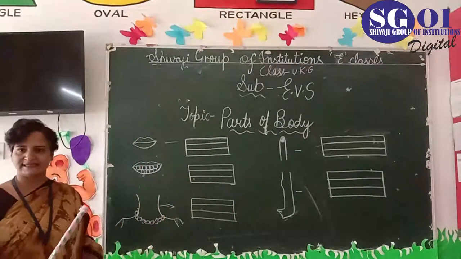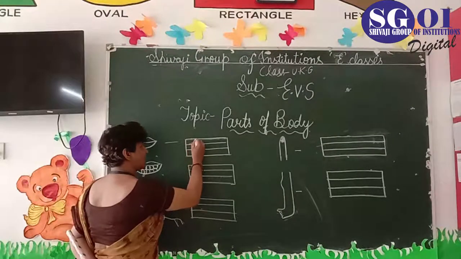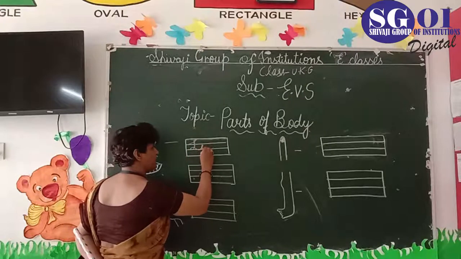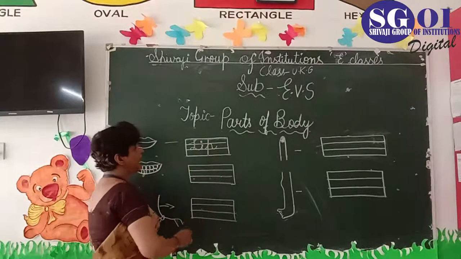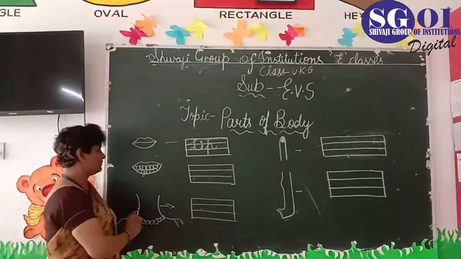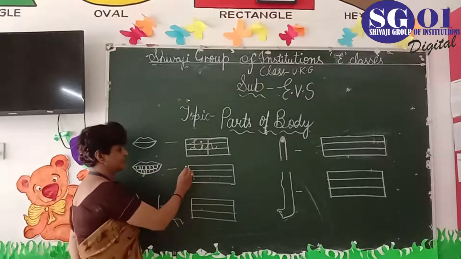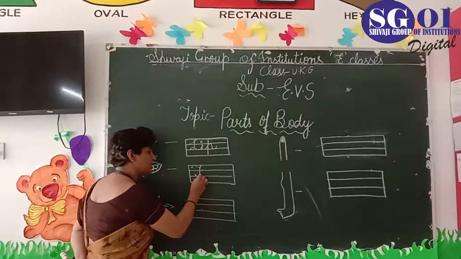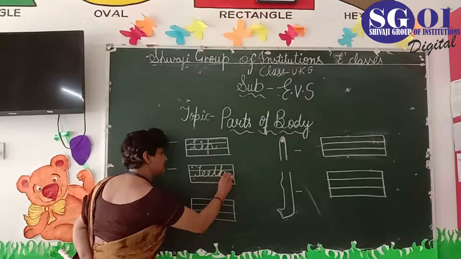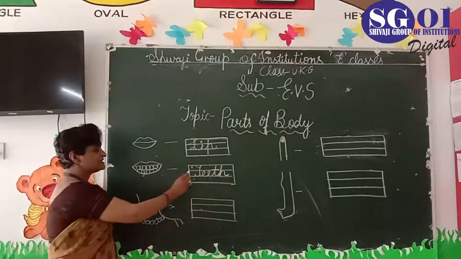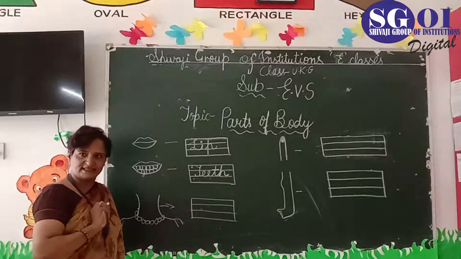Now students, take out your pencil and hold it and write with me. See how I am writing it. Write L-I-P-S, L-I-P, lip. See with me, L-I-P, lip. After lip, the next picture is of teeth. So we will write here teeth, T, double E, T-H. We chew our food with teeth, okay.